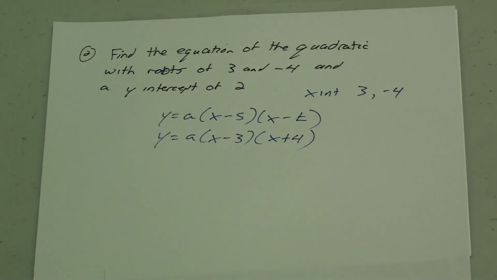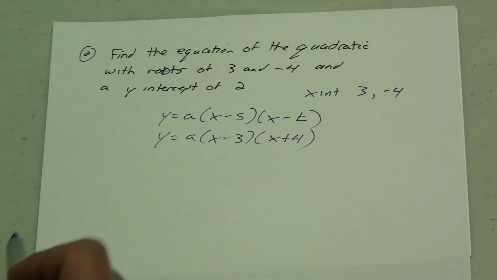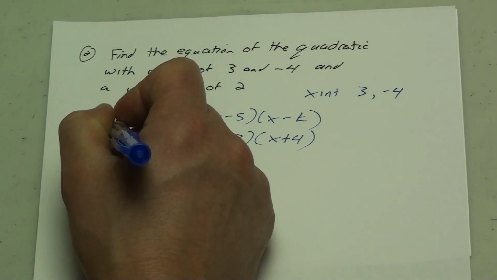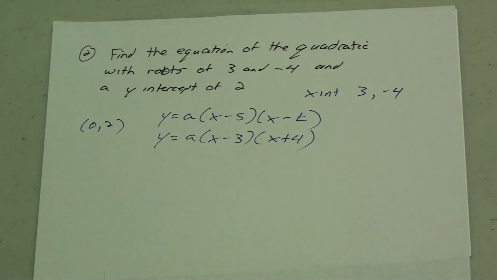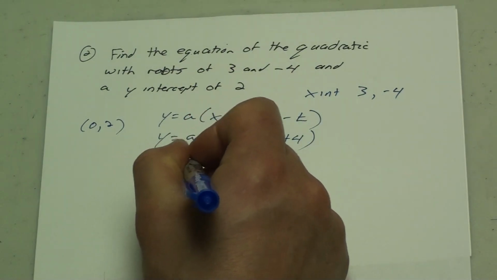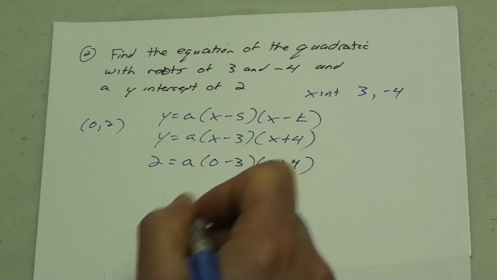Again, I have to solve for the a value. So I need another piece of information to go in for my x and y's. Now I have the y-intercept of 2. Y-intercept of 2 is really the coordinate (0, 2). 0 for x, y of 2. So I can put those in for my x and y values. 2 equals a, 0 minus 3, 0 plus 4.